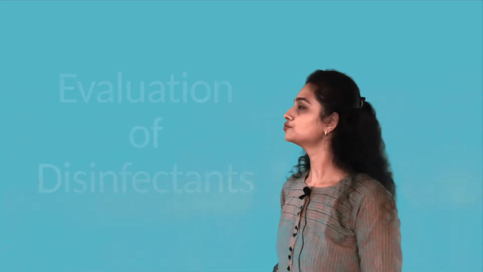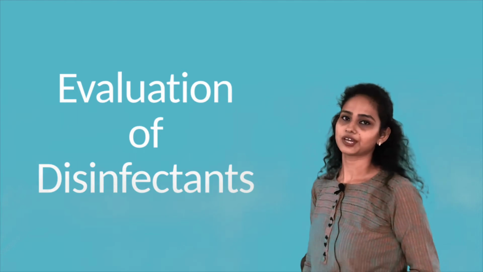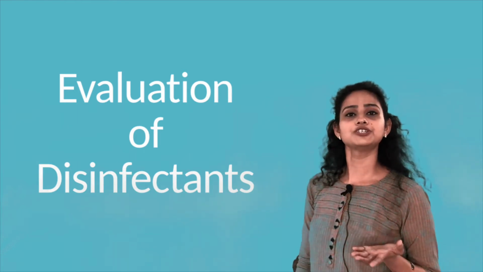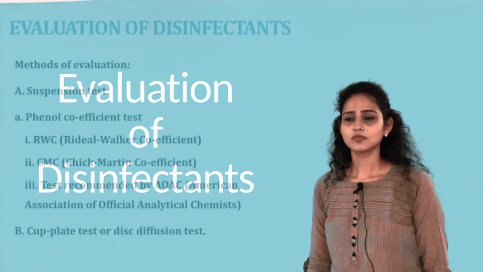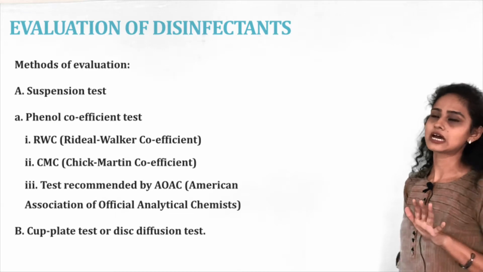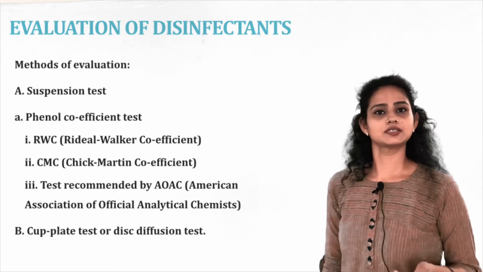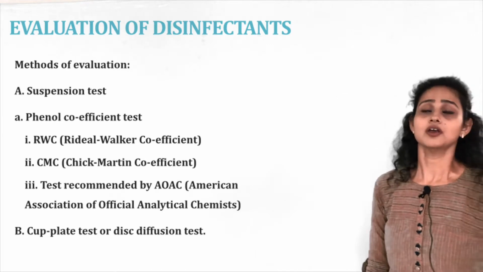Today we are going to learn about different evaluations of disinfectant, or we can say evaluation methods for the chemical agents. So, evaluation of disinfectants can be mainly done by two methods. First is suspension test and second is couplet method or disk diffusion method.